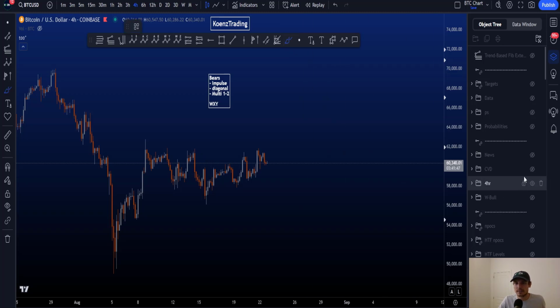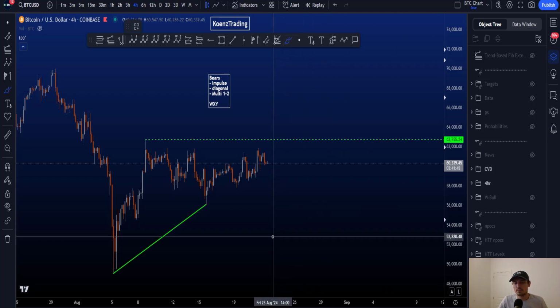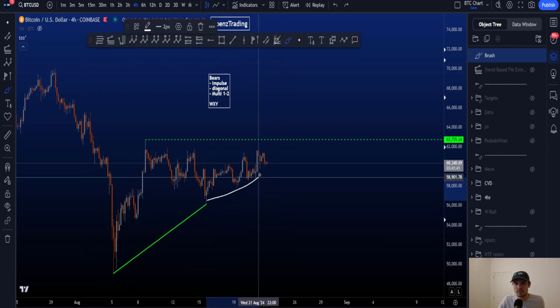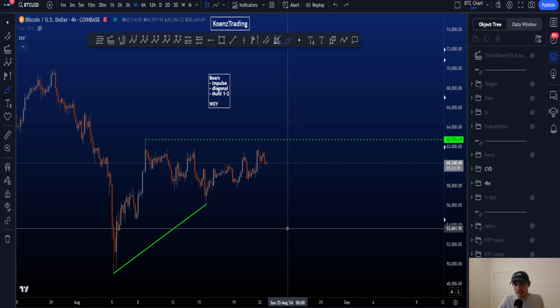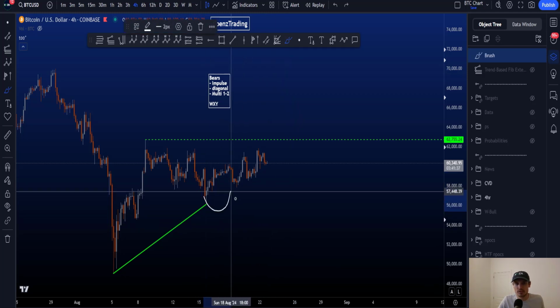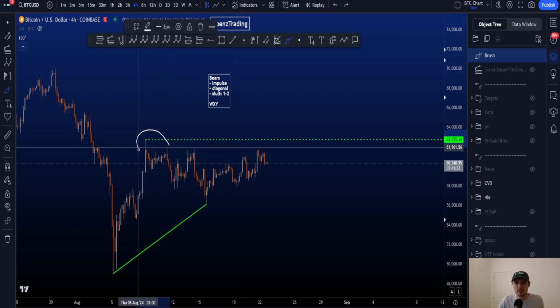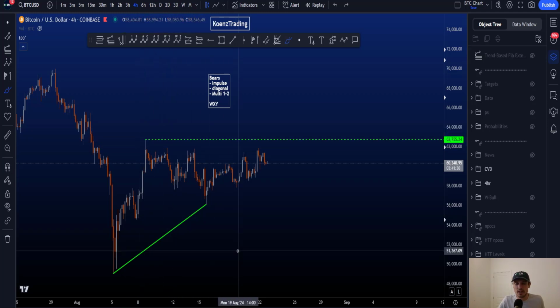So if we then look at the CVD divergences, the only bullish CVD that is left is this one over here. All of the other bullish CVDs locally have already played out. You can see the market structure locally, higher highs and higher lows as well. The target for this bullish CVD is price taking out the high.